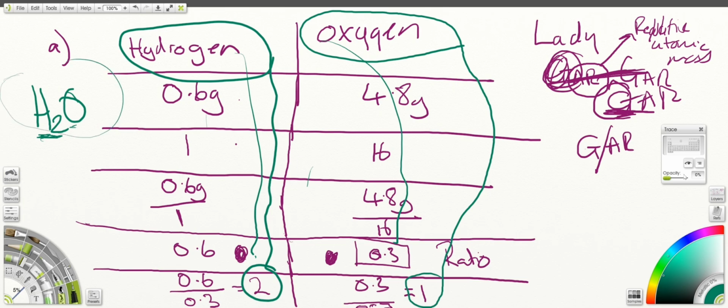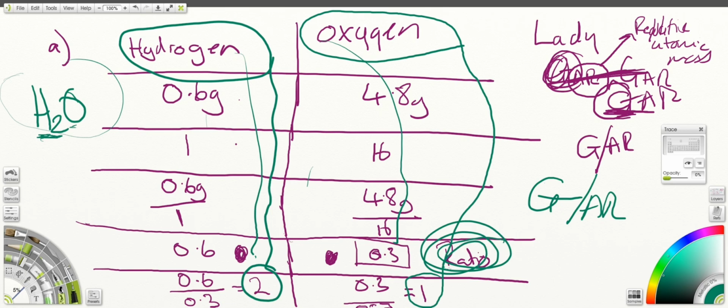So I hope you understand this Gaga thing. So it's grams, and then you're going to divide it by the next bit. Grams is on top. And once you get your ratios, you're going to divide both or all of the ratios by the smallest ratio, and that'll give you your end answer.